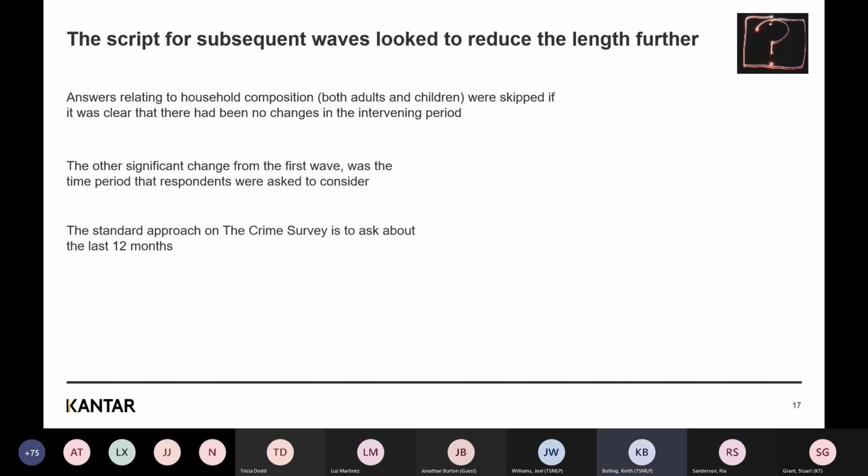The other significant change from the first wave is the time period that the respondents are asked to consider. As Joel has alluded to, the standard approach in the crime survey is to ask about the last 12 months, but going back 3 or 4 months later would be a lot of duplicated effort. So instead, when we go back to them on waves 2 and 3, we are asking them to tell us about what's happened since the date of the first interview. Again, that reduces the length of the overall questionnaire.